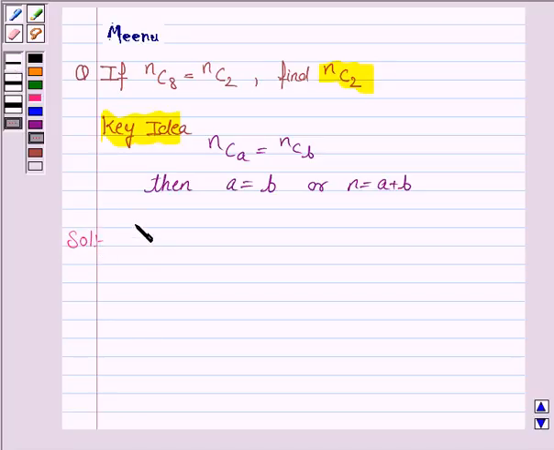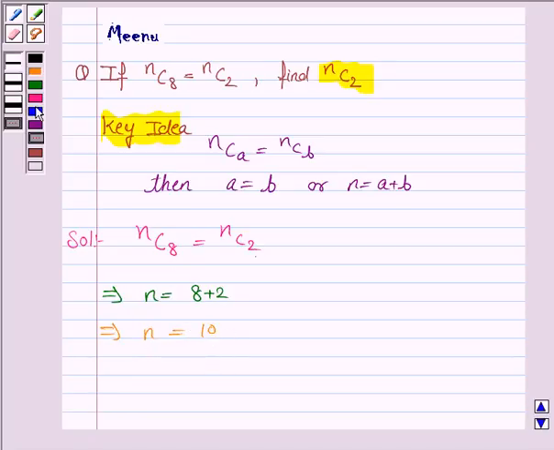We are given nC8 is equal to nC2, and we see that here a is 8 and b is 2. So 8 cannot be equal to 2. So this implies n is equal to 8 plus 2, that is, n is equal to 10.